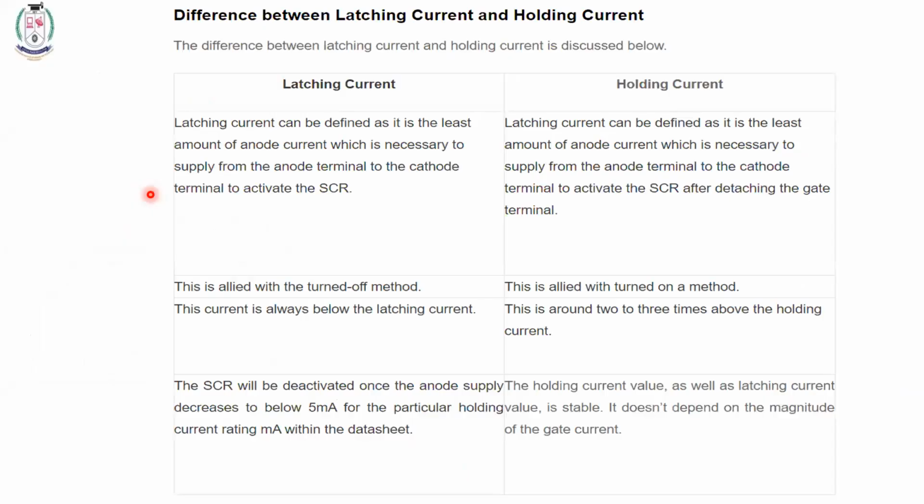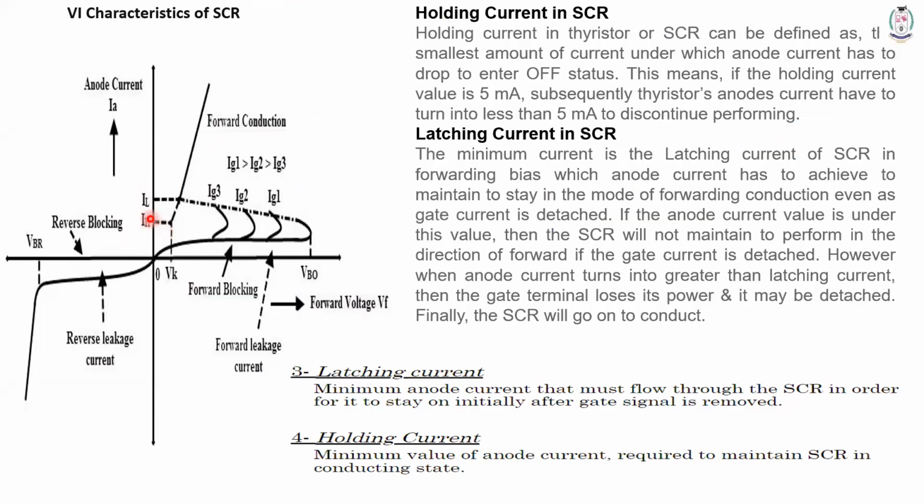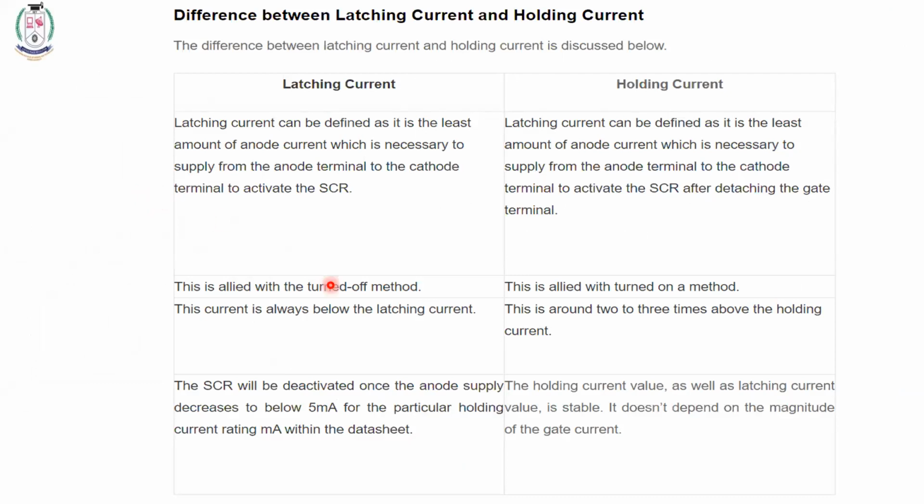Okay, and I told you it's one of the important differences, so please note down latching and holding current. From this, mainly we can say that holding current is always less than the latching current, and latching current is always higher than the holding current. You just see, this current is always below the latching current, and this is always above the holding current. And this is aligned with the turn-off method.